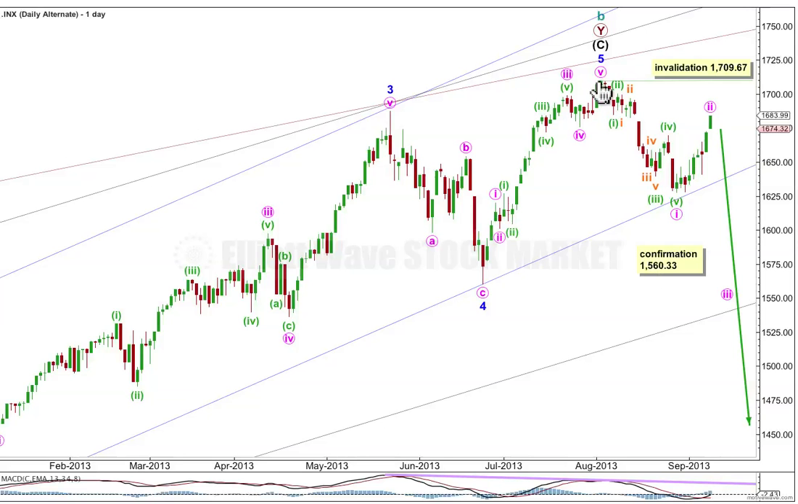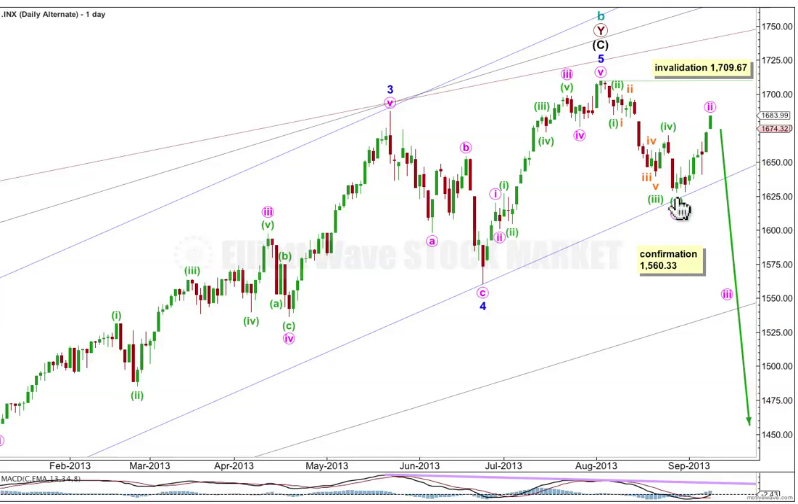The new cycle wave C downwards should be very strong. It should last at least a year, if not several, and should take price substantially below 666.76. Because of the size of that trend change, we need to wait for confirmation of it, with movement below 1560.33, and after that, a clear breach of the black parallel channel that I've drawn around the zigzag of primary wave Y, which you see on the monthly chart, and I've copied it over here to the daily.